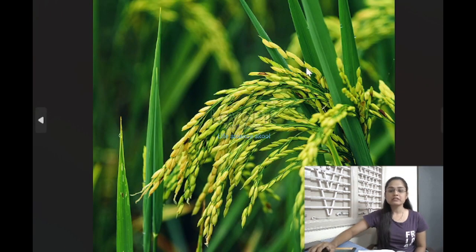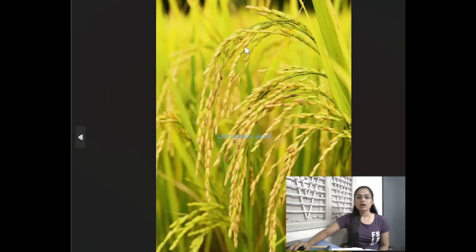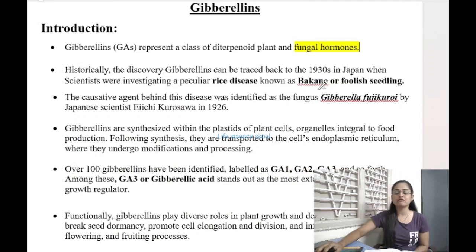As you can see in the diagram here, this is the normal rice plant, and here this plant is pale yellow in color and these seeds are not real seeds. That's why it is called a foolish seedling. There will be no seeds inside. So this plant has been affected by the fungus. That's why it is named bakanae, or foolish seedling.